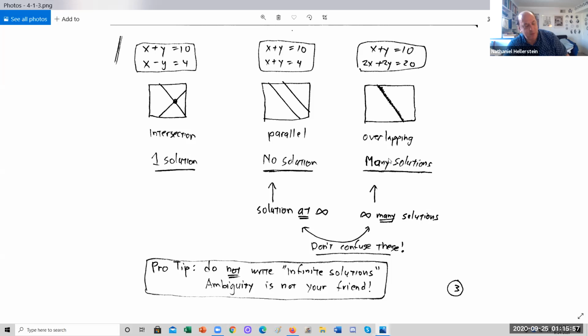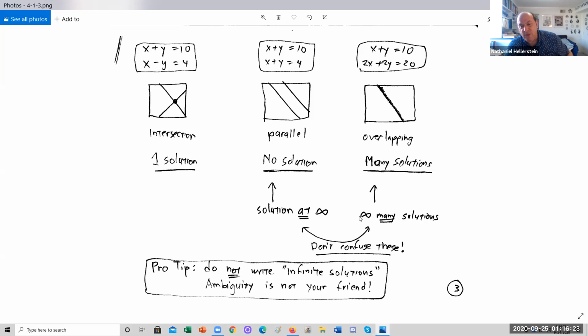Now, there's a problem. Sometimes people use the word infinity or infinite in describing both of these 2 systems, and it's ambiguous. When we get to giving numerical solutions to these systems, you could say that for parallel lines the solution is at infinity, where x and y are off at infinity, parallel lines meeting off at the horizon. Or here we can say that there are infinitely many solutions.